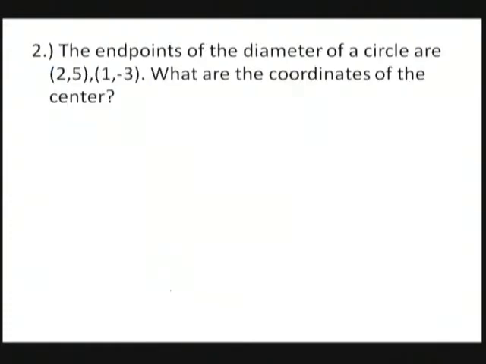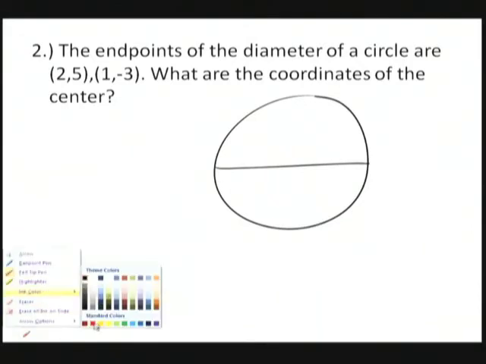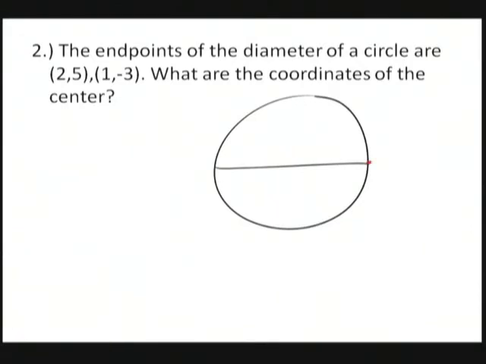Now we're looking at number 2, the endpoints of the diameter of a circle. If we look at any circle, and let's draw that diameter in, and these are the endpoints of that diameter, then the very middle point is the center. So in order to find a midpoint, we need to take the average of the x's and then the average of the y's.